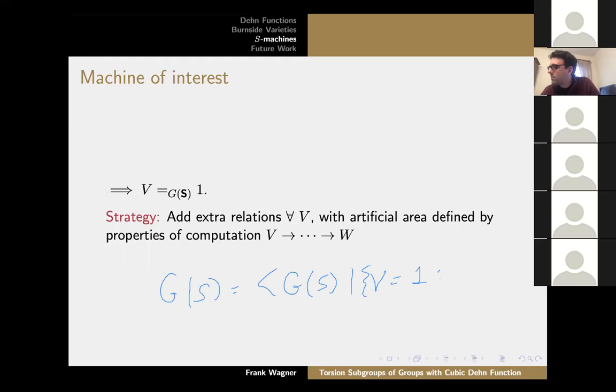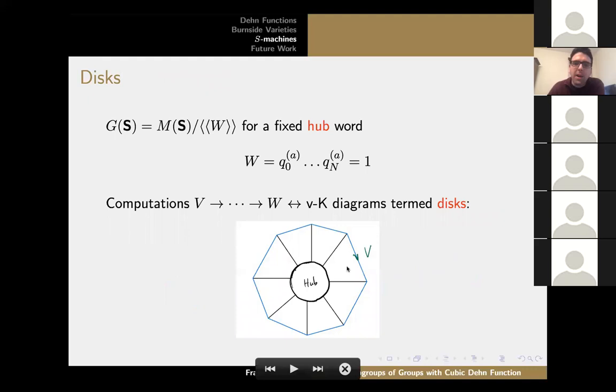So I'm just now adjoining these extra relations and giving it some sort of artificial area. Now, where are these artificial areas coming from? They're coming from how big this diagram might be in terms of what V might be, right? So I can just pick one specific diagram for each V and give it that area.